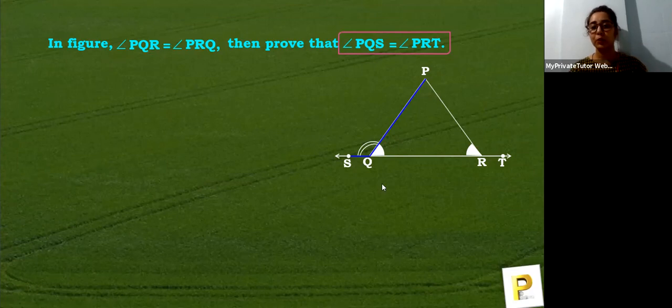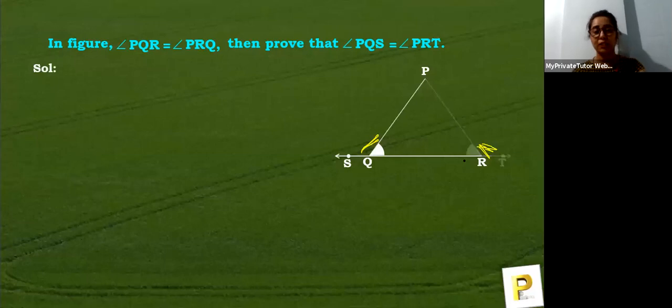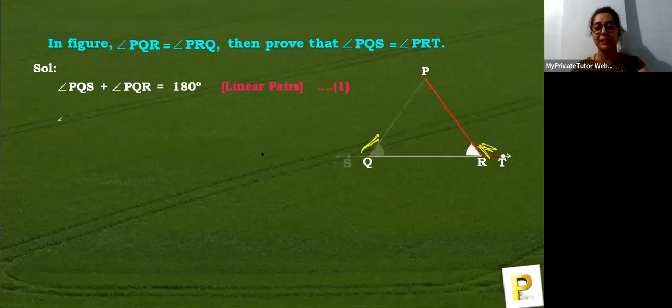You know that PQR is equal to PRQ, right? So you have to prove that this angle is equal to this angle. Okay, let's see the solution. So angle PQS plus angle PQR is equal to what? 180, linear pairs. Okay, let's see the second part. So angle PRQ plus angle PRT is equal to 180. Again, linear pairs.